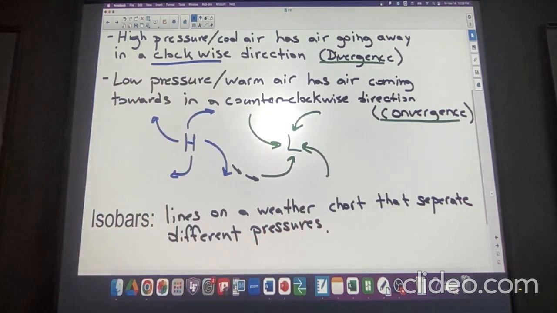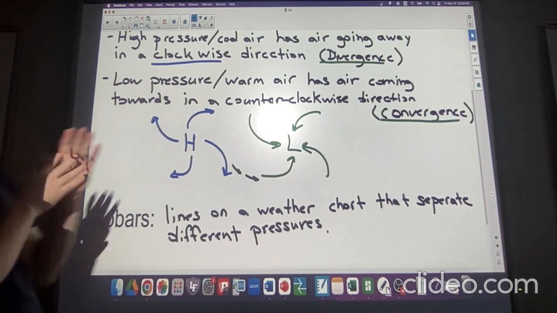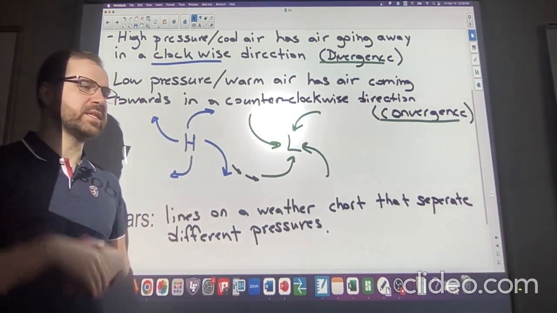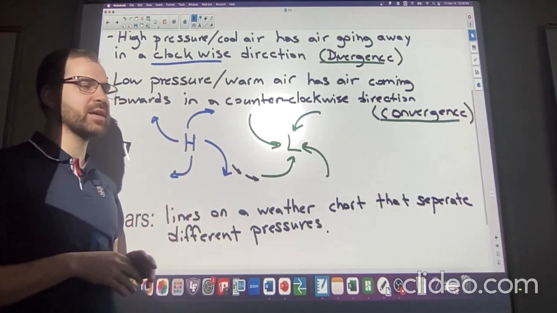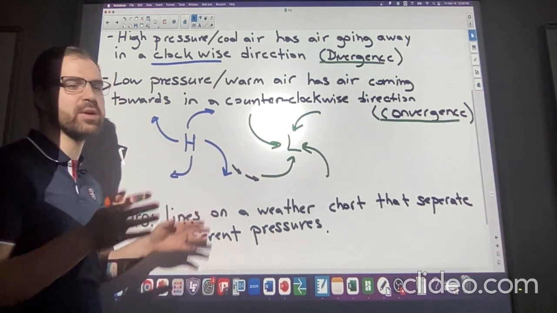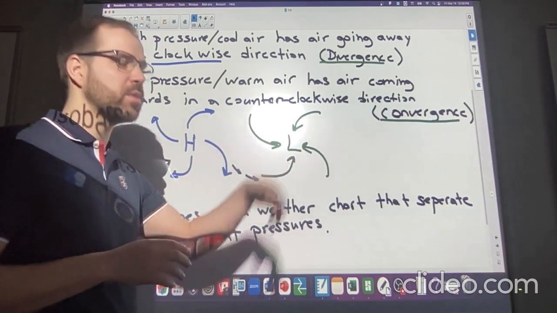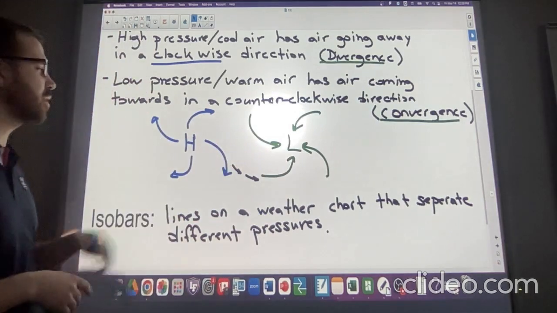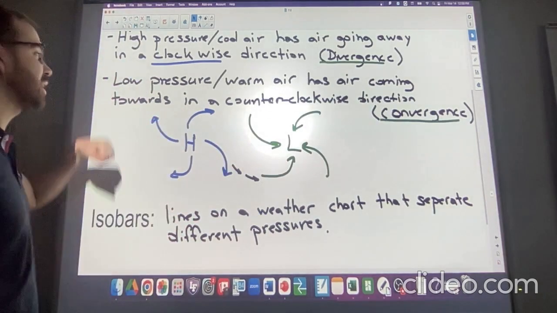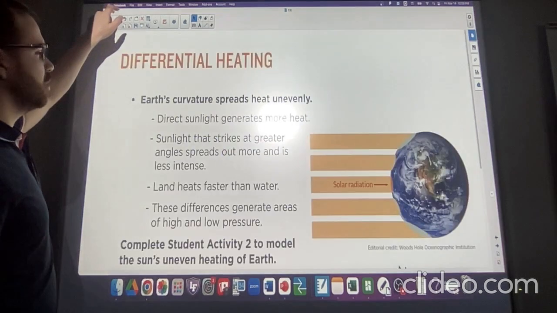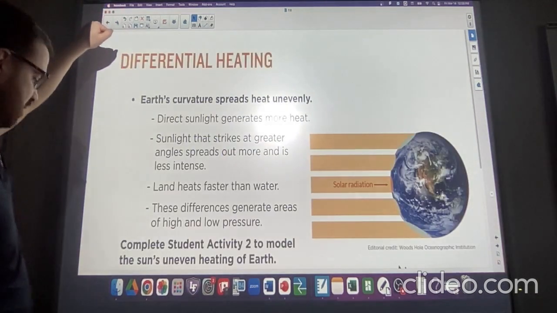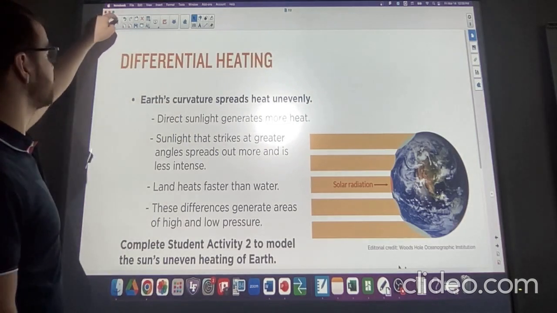Okay, so it gets a little bit more detailed when you get into stuff like this. I'm not really going to drill you on the nitty gritty of looking at weather charts and which way the wind will be going. I just want you to know in general that it behaves in this way because of the Coriolis effect.